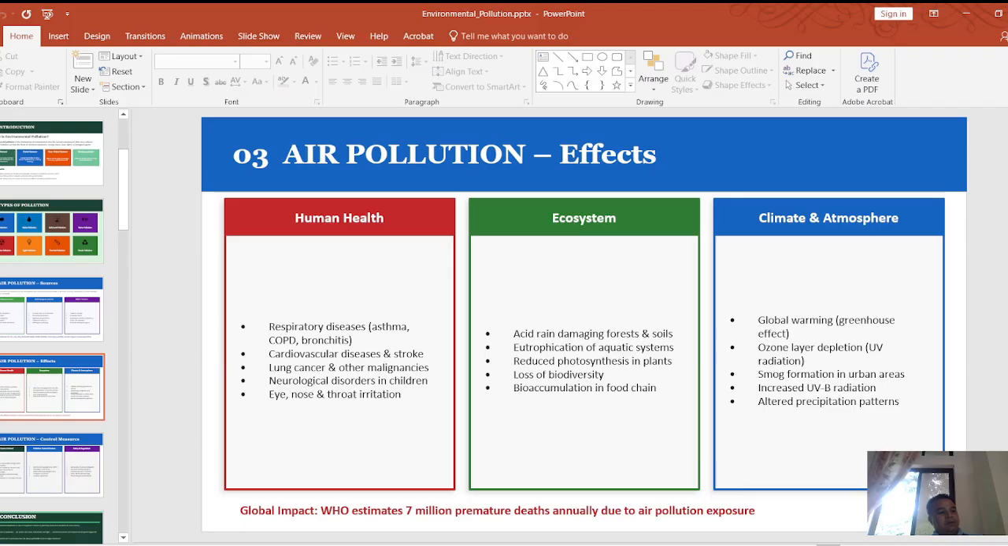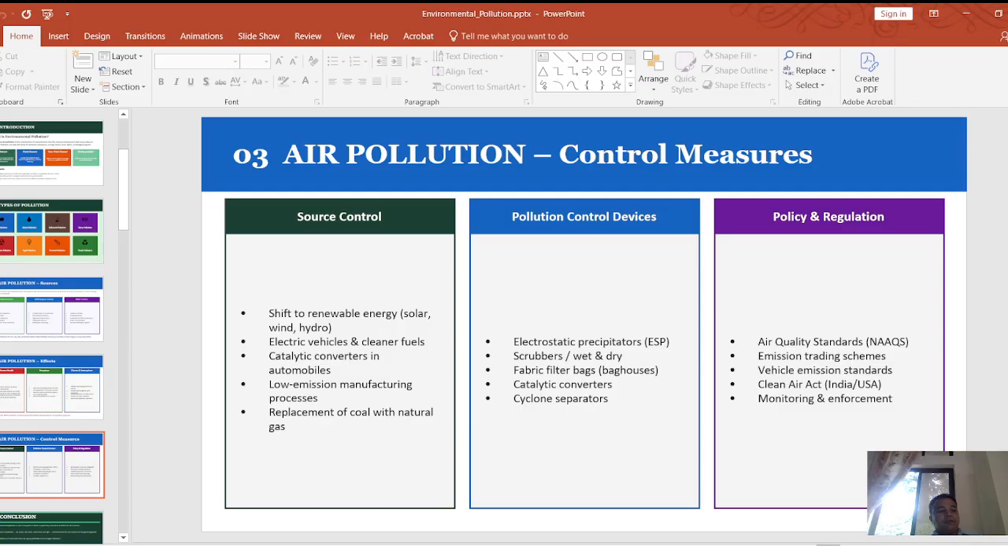Let us now discuss the control measures for air pollution. Air pollution can be reduced through effective source control. This includes shifting to renewable energy sources such as solar, wind, and hydropower, promoting electric vehicles, using cleaner fuels, and adopting low-emission industrial processes. Replacing coal with natural gas and installing catalytic converters in automobiles also help reduce harmful emissions.